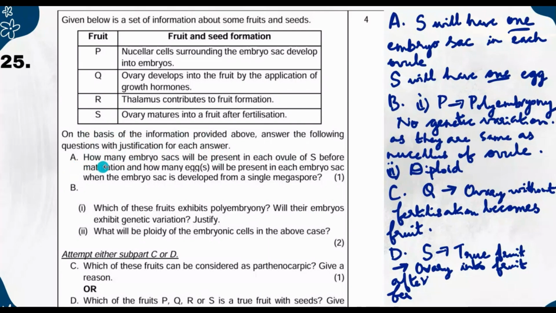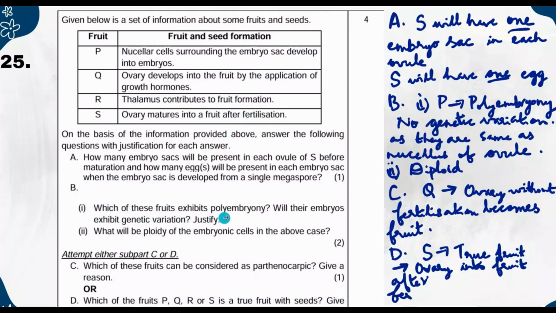The first question, A: How many embryo sacs will be present in each ovule of S before maturation, and how many eggs will be present in each embryo sac when the embryo sac is developed from a single megaspore? This question carries 1 mark. The answer is that S will have only one embryo sac in each ovule, because fruit S means the ovary matures into a fruit after fertilization.